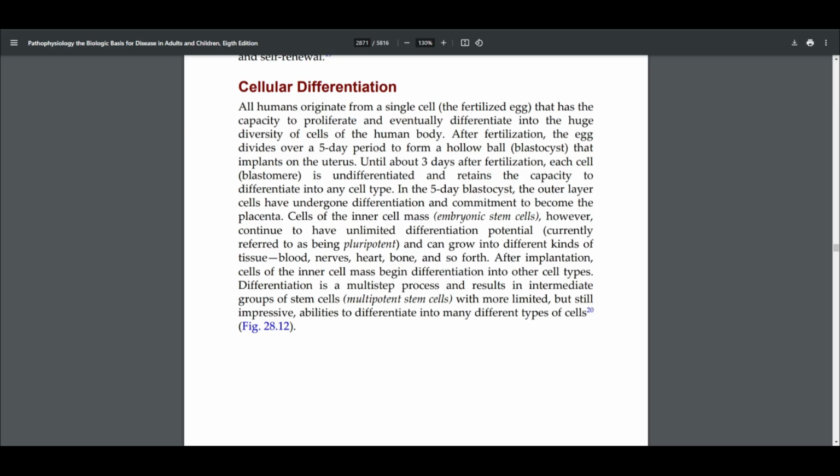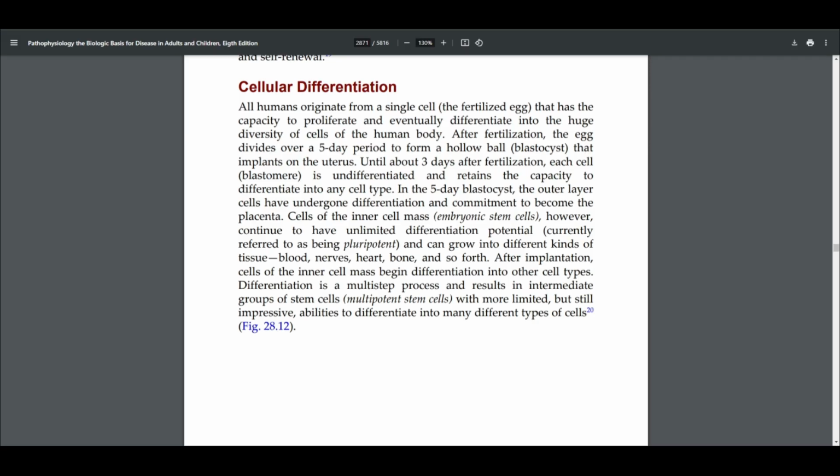Cellular differentiation. All humans originate from a single cell that has the capacity to proliferate and eventually differentiate into a huge diversity of cells of the human body. After fertilization, the egg divides over a 5-day period to form a hollow ball that implants on the uterus. Until about 3 days after fertilization, each cell is undifferentiated and retains the capacity to differentiate into any cell type.